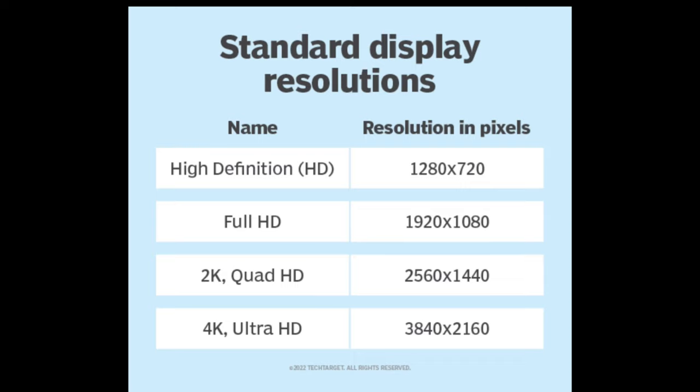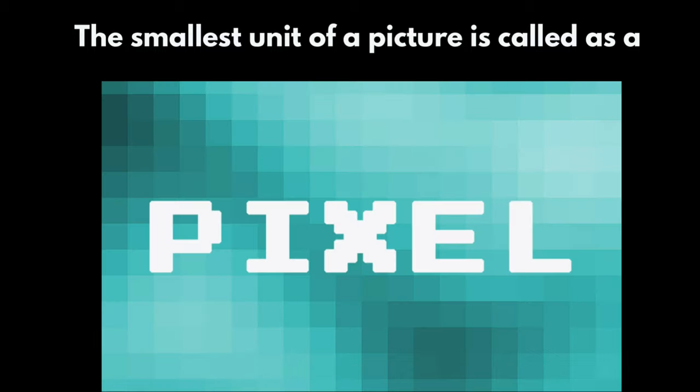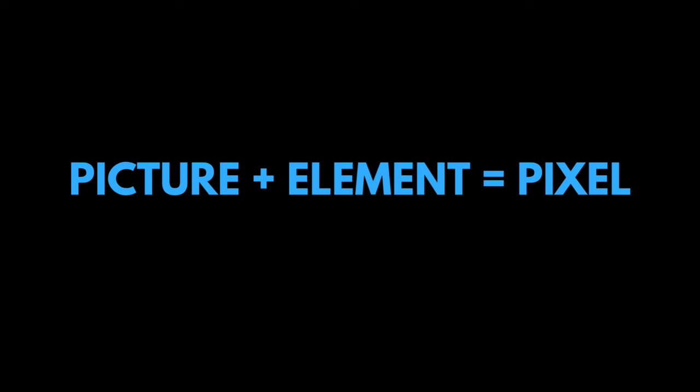So we all know that every picture has a resolution. In normal words, we call it pixels, right? So the smallest unit of a picture is called a pixel. Usually a picture element is called a pixel.